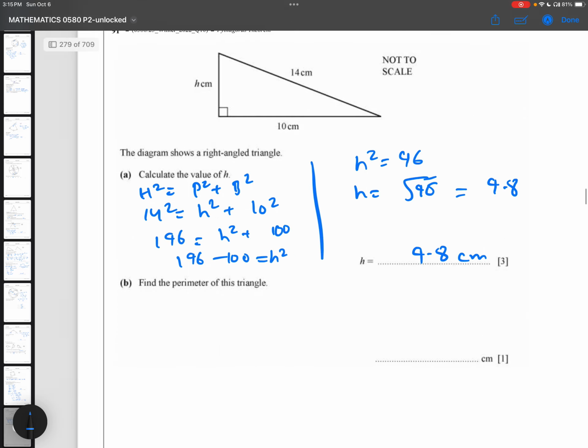Find the perimeter of the triangle. The perimeter of the triangle is very easy to calculate. We just need to add the height, base, and hypotenuse. So we'll add 9.8 plus 10 plus 14. 14 plus 10 is 24. 24 plus 9.8 is 33.8.